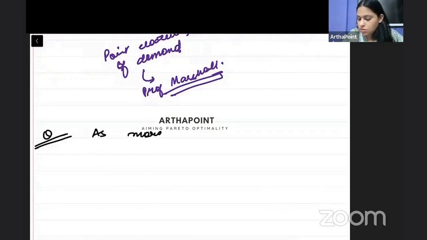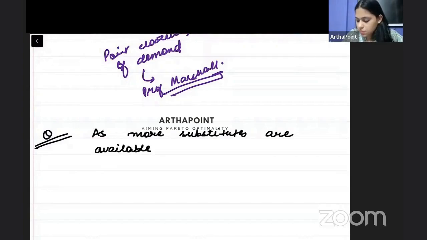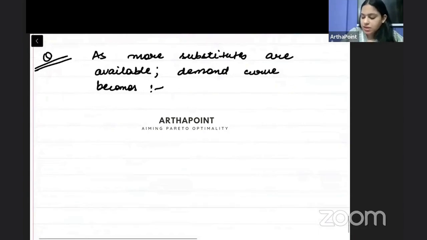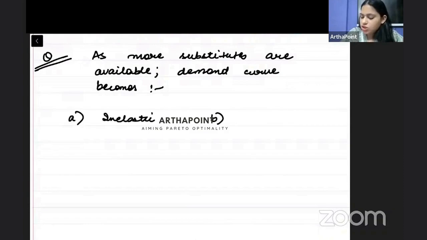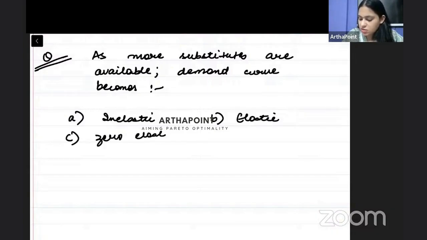As more substitutes are available, demand curve becomes. Option A, inelastic. Option B, elastic. Option C, zero elastic. Option D, unit elastic.